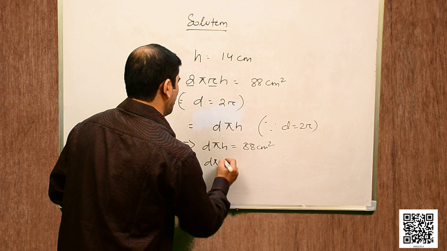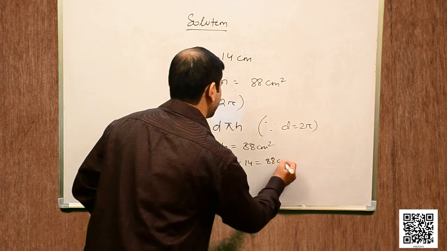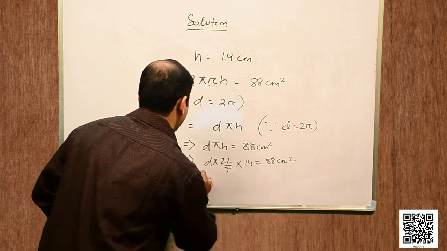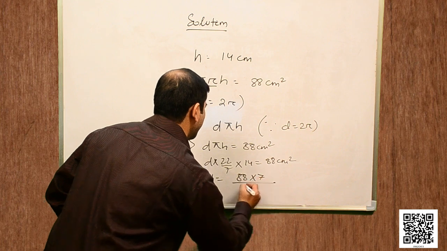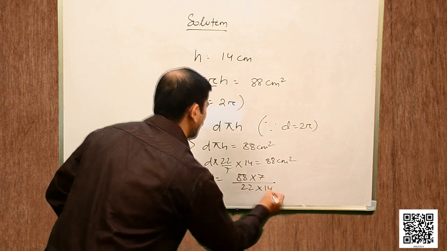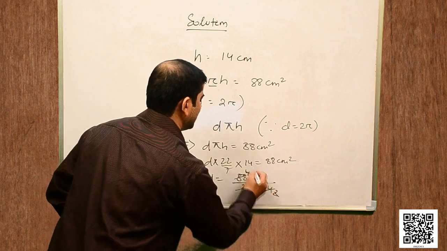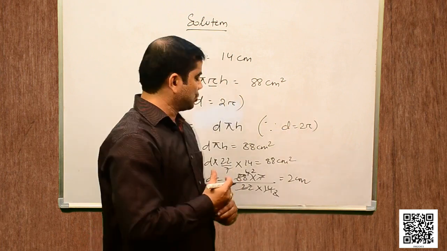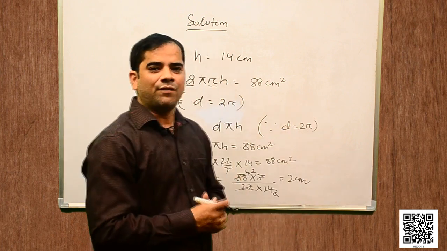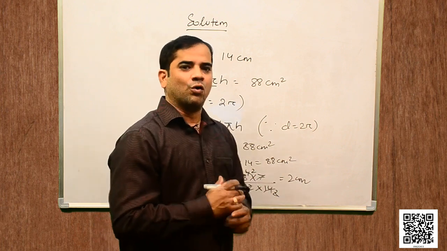d into 22/7 into 14 is equal to 88 centimeter square. It implies d is equal to 88 into 7 divided by 22 into 14. Cancelling, 22 four times is 88, 7 two times is 14, so we get 2 centimeter. So diameter of the base of the cylinder is 2 centimeter. Hope you understand the solution.